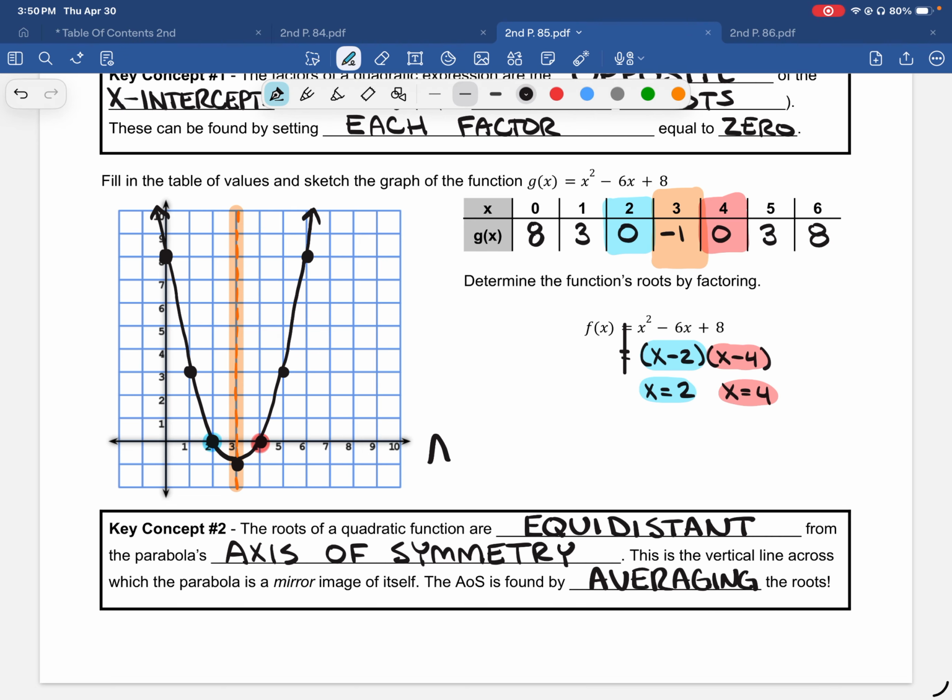So, if I want to find the axis of symmetry, AOS, I'm going to take 2 and 4 and add them together and divide by 2. So, one of my roots was 2, the other root was 4, 2 plus 4 is 6, and 6 divided by 2 is 3. Your axis of symmetry is x equals 3.